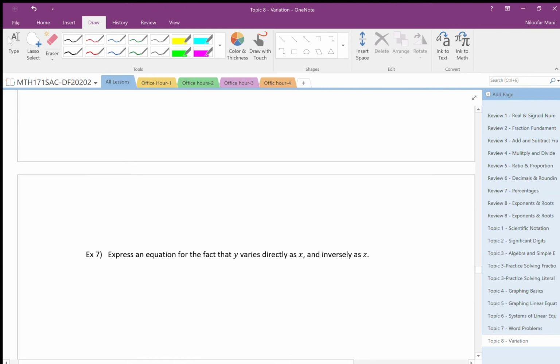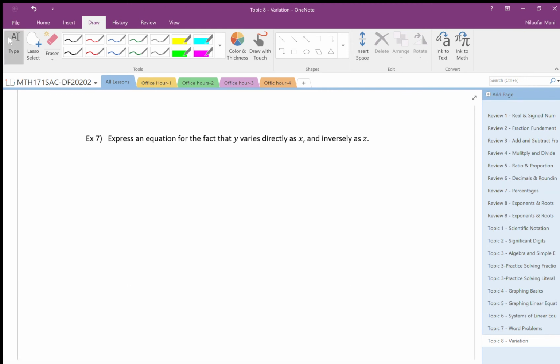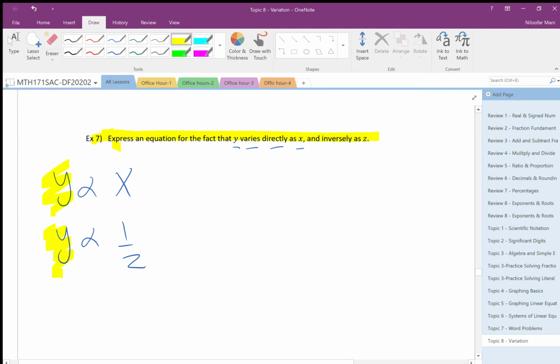Express an equation for the fact that y varies. This is a very important question because it shows you what to do when you have several variables. Y varies directly as x, so y alpha x. Y varies inversely as z. When you see y and y, when you see this and this, then you can combine them.